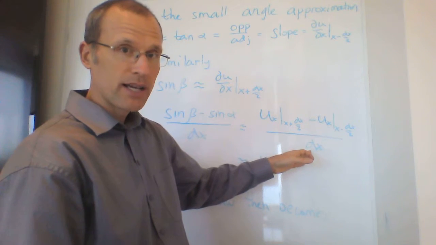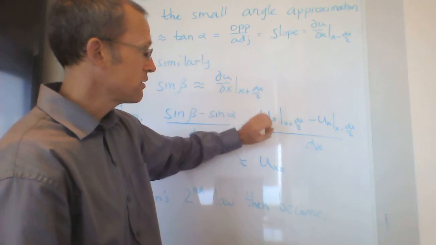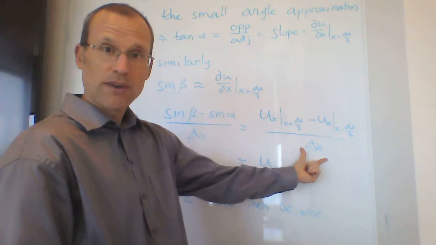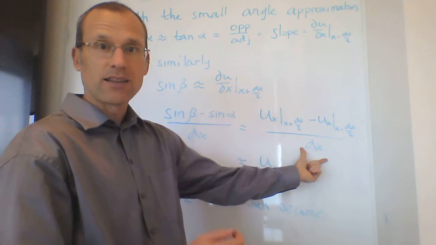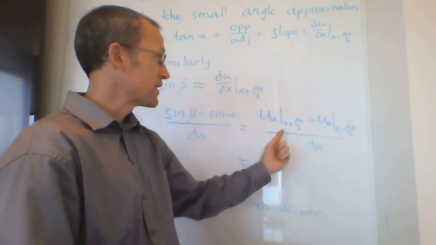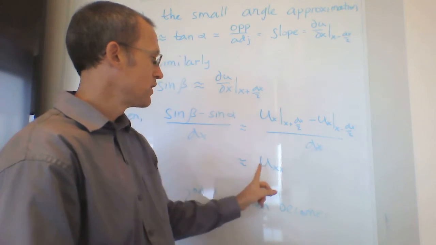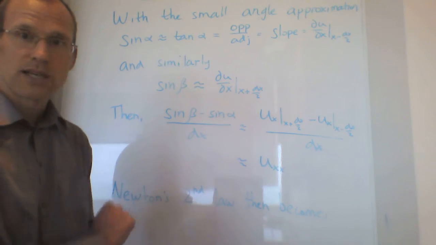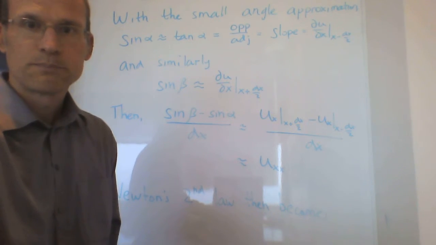That whole thing is divided by dx. I have some function at some value minus some function at another value divided by the distance between those two values. That's essentially exactly the definition of a derivative. So this is basically a second derivative, one more x derivative, so basically uxx. So as I mentioned, now I'm going to put that into Newton's second law, and we'll see what happens.